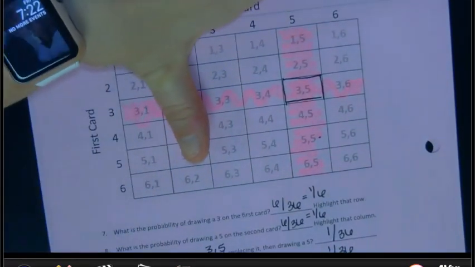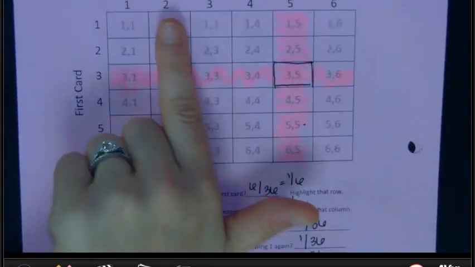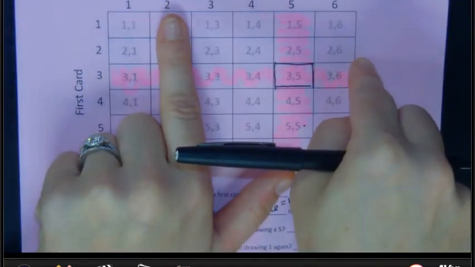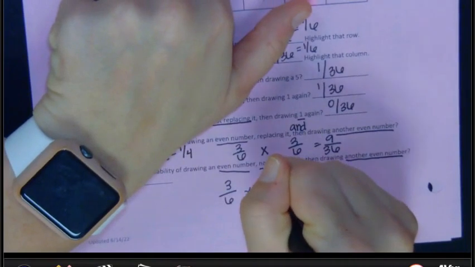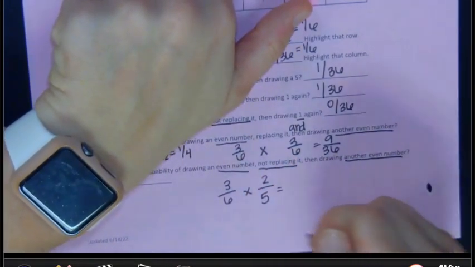Well, if I draw a 2, everything in my 2 column goes away. So I'm left with 5 cards that I could draw again. How many of those are going to be even? Well, 4 and 6 are the only even choices after that. So you have a 2 out of 5 chance to draw an even.